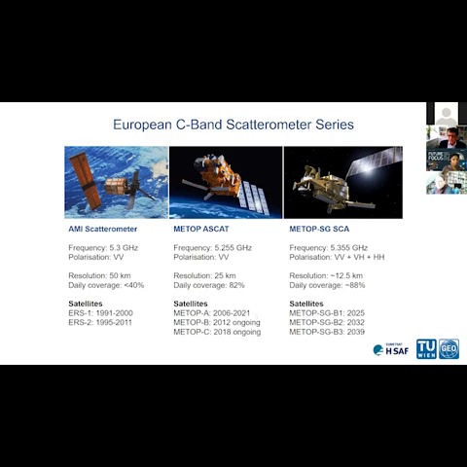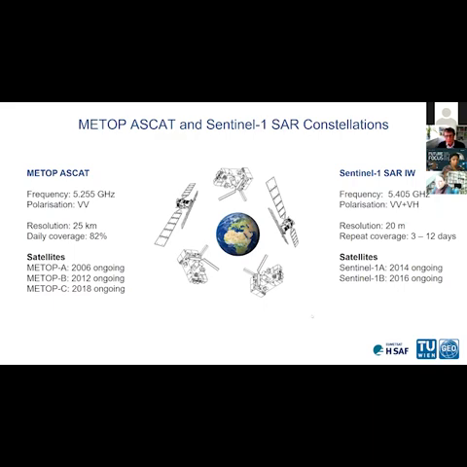Here you have the launch dates and the coverage and how long the missions have lasted so far. We are in an extremely fortunate situation right now because we have 3 scatterometers in orbit. We have METOP-A that was launched in 2006, METOP-B that was launched in 2012, and METOP-C in 2018. Unfortunately, METOP-A will have to be deorbited by the end of the year. So we're going to look forward to the launch of the first SCA instrument.